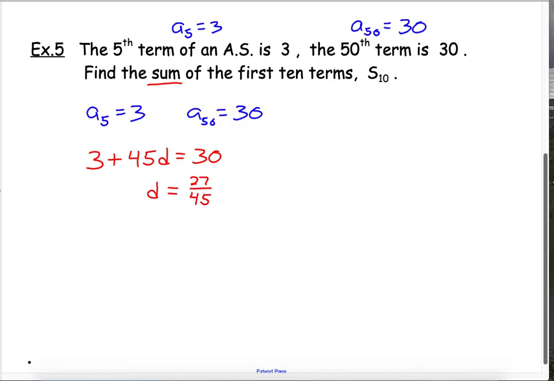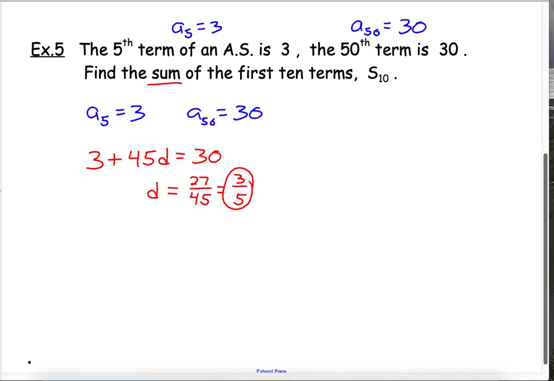and that makes sense. It should be less than 1. We talked about that at the beginning. It's good to have a ballpark idea. 9 goes into both of those, so that's actually 3/5. So I've got my common difference is 3/5. Okay, now, the first 10 terms.